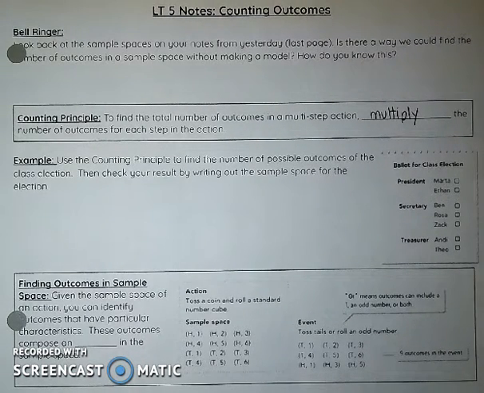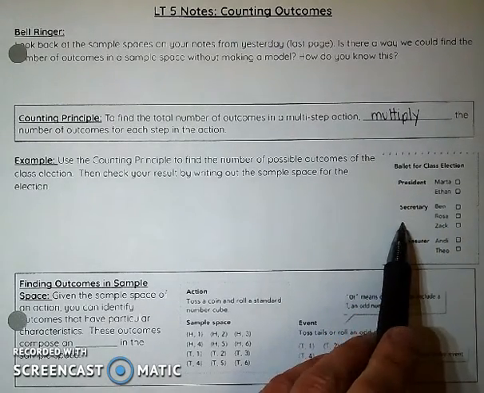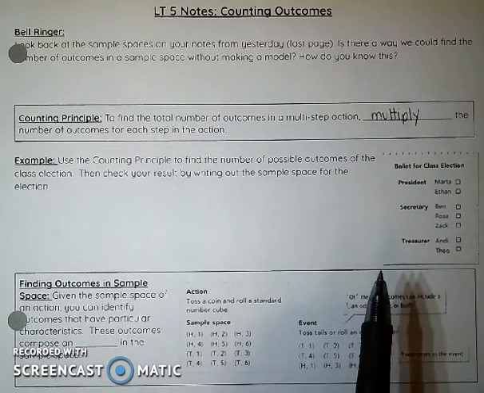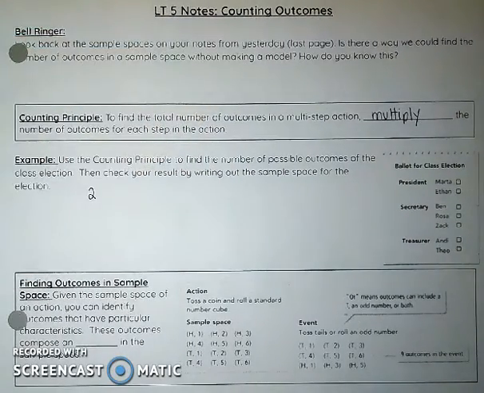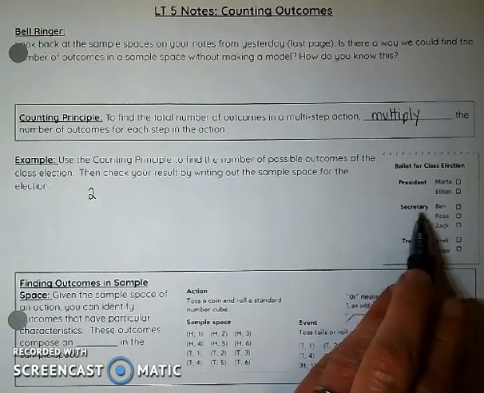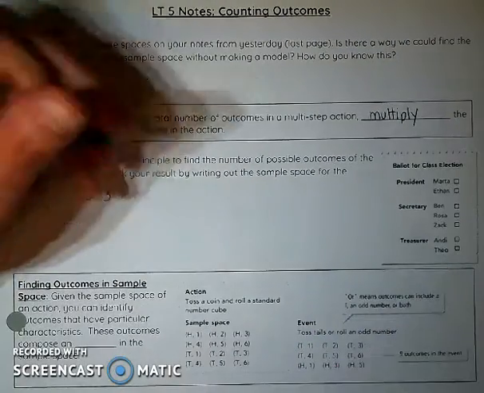It says use the counting principle to find the number of possible outcomes of the class election. Then check your result by writing out the sample space for the election. We can see that we have 3 steps in this action. We have to choose a president, a secretary, and a treasurer. For president, we have 2 options, Marta versus Ethan. For secretary, we have 3 options. And for treasurer, we have 2 options.